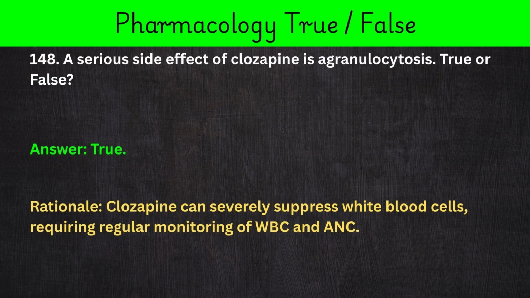148. A serious side effect of clozapine is agranulocytosis. True or false? Answer: true. Rationale: clozapine can severely suppress white blood cells, requiring regular monitoring of WBC and ANC.